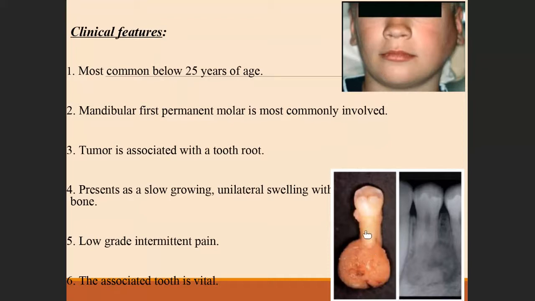Now see this clinical picture where the tooth is extracted. This is a premolar tooth. Here you can see the tissue attached to the premolar. You can see the tumor mass. It has resorbed the bone, it has resorbed the root, and it is attached to the root of the tooth. So the tumor is associated with the tooth root.